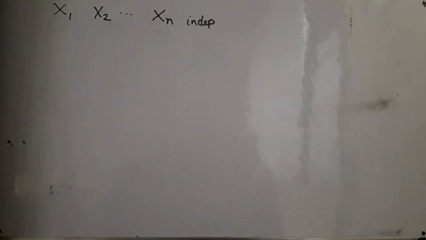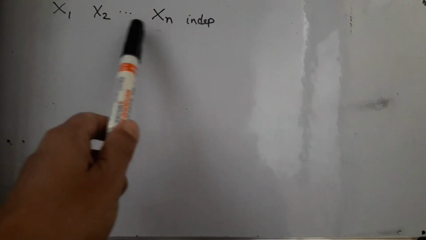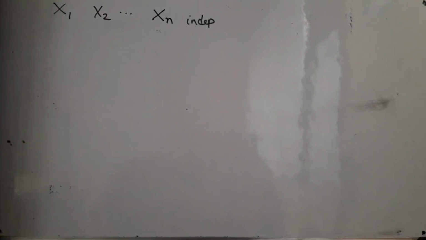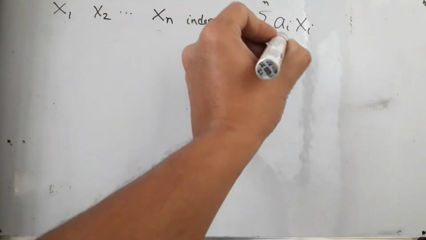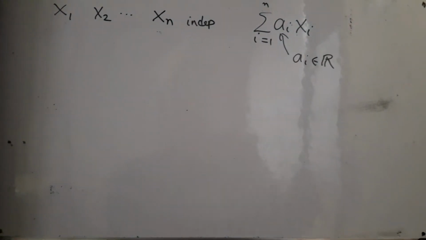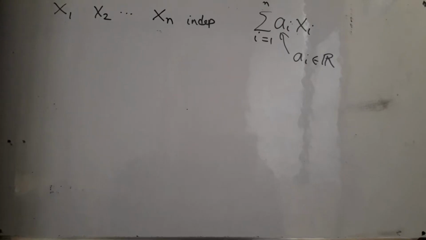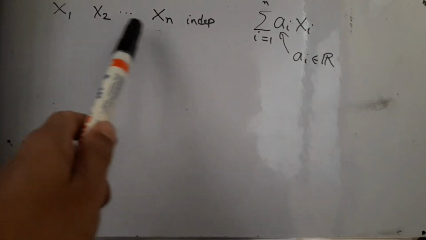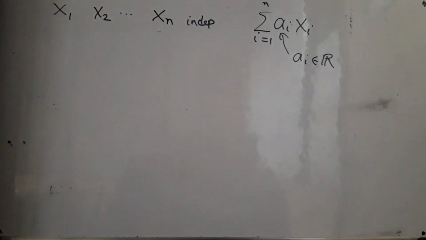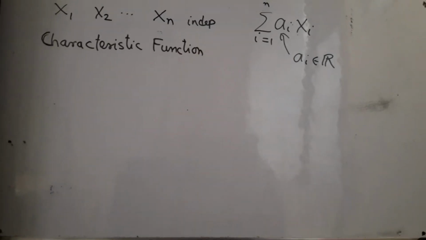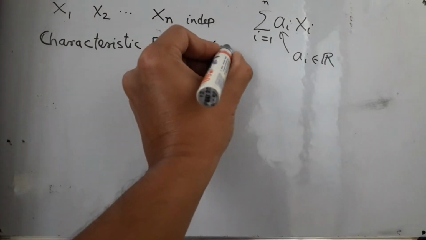Sometimes we have to work with independent random variables x1, x2, ..., xn, and we want to consider some linear combination, summation ai xi, where these ai's are all real numbers. So it will be a good idea to have some technique which, when you give me distributions of x1, x2, ..., xn, they are independent, you can quickly find out their distribution. Now, one such technique is provided by what is called the characteristic function, abbreviated to CF.